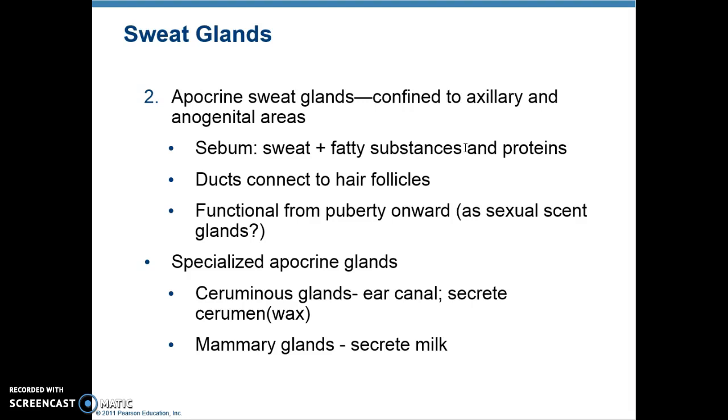In addition to apocrine sweat glands, you also have these two other glands that are derived from apocrine sweat glands. So the wax glands in your ear, or ceruminous glands, as well as the mammary glands that you find in breast tissue.